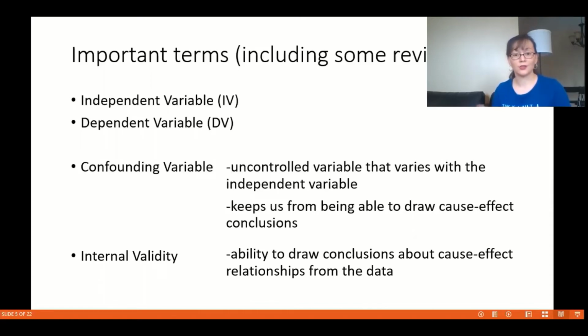And so I'm going to ask you to pause in just a second and go on to Blackboard to answer your next question. And so thinking about the fact that a confounding variable is going to keep us from drawing cause-effect conclusions, and internal validity is going to be this ability to draw these kinds of cause-effect conclusions, I want you to think about, if we have confounding variables in our study, do we have high internal validity or low internal validity?